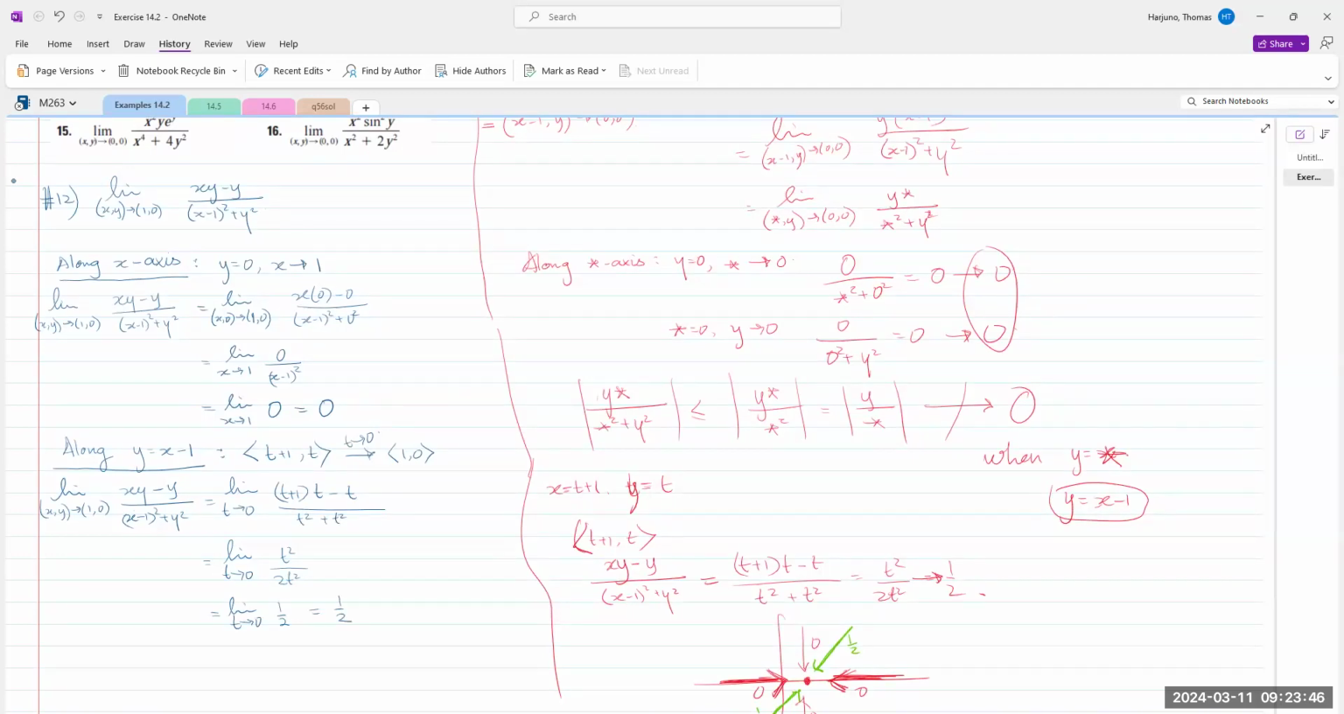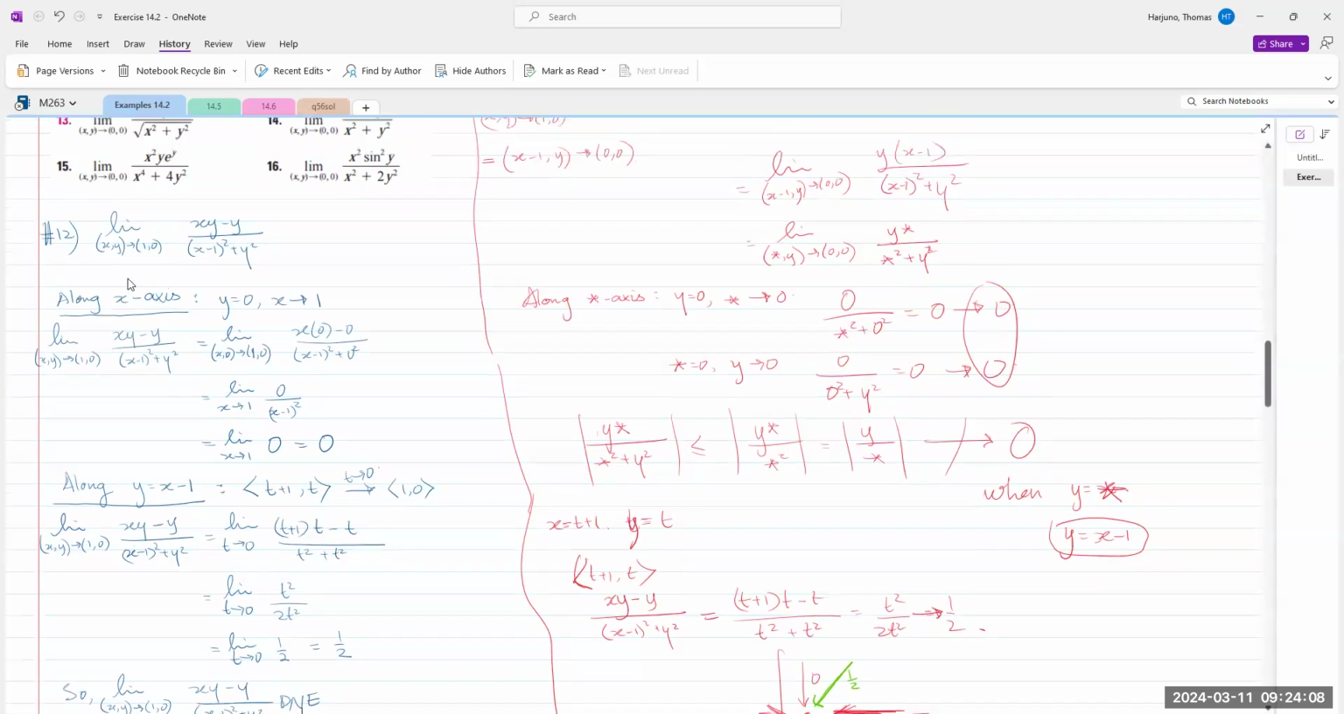Using those, we see that the limit as (x, y) goes to (1, 0) of xy minus y over (x minus 1) squared plus y squared still does not exist. Okay, that's for number 12.